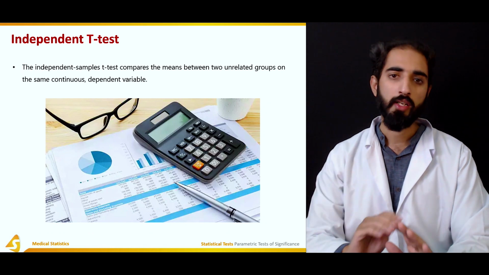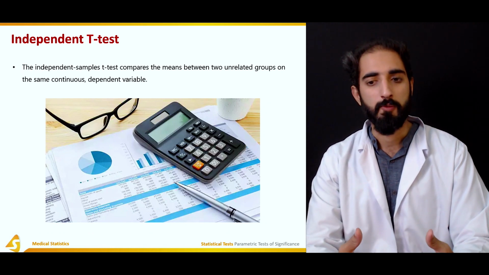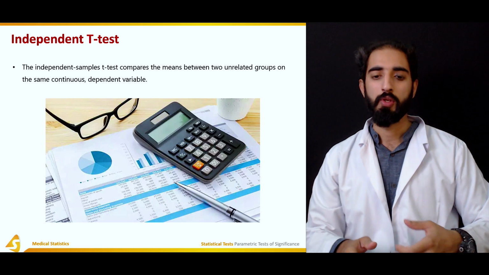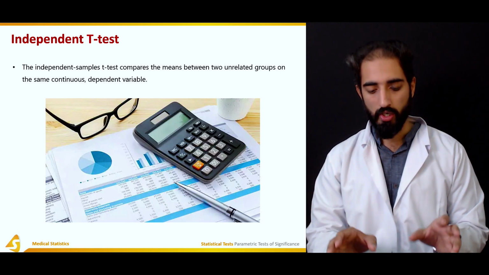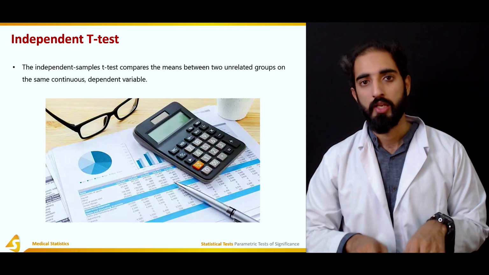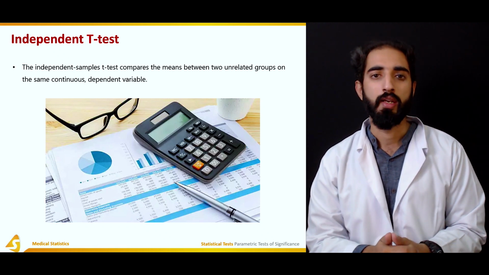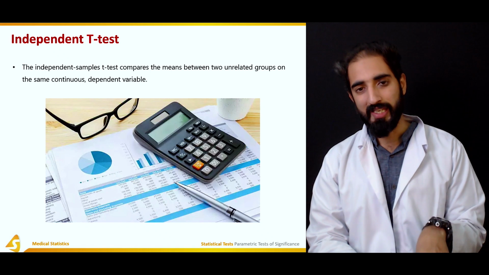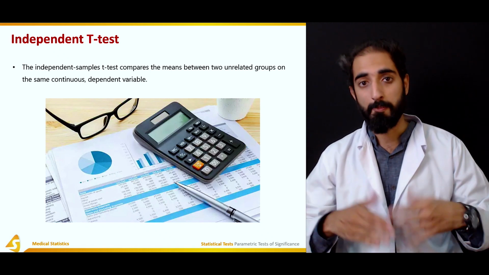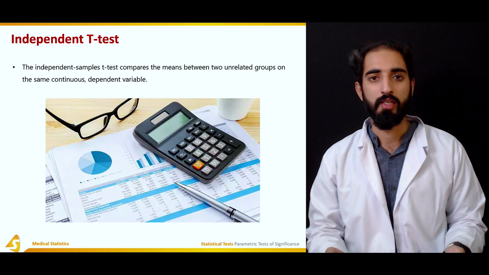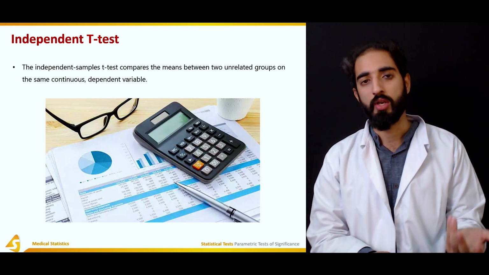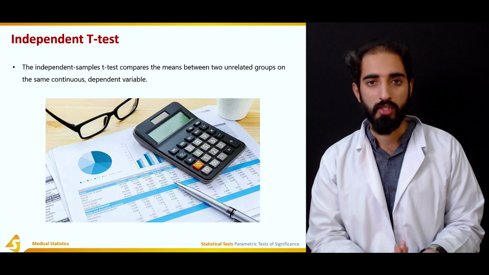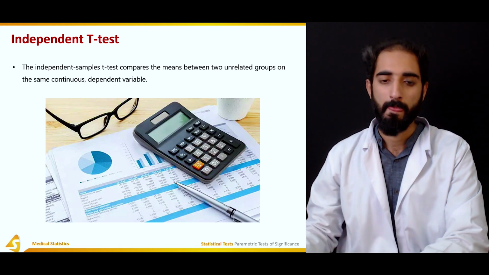Starting off with the independent t-test, it compares the means between two unrelated groups on the same continuous dependent variable. For example, if I'm conducting a study in which I've given two treatments to two different groups, and I want to find out the difference in the outcome, which is pain, I would apply the independent t-test. These two groups are independent of each other, so I would compare them and get a p-value which will tell me whether those two groups are significantly different from each other in terms of pain or not.